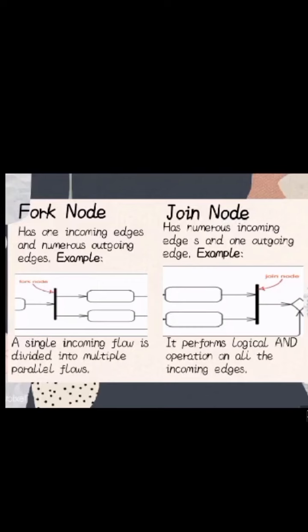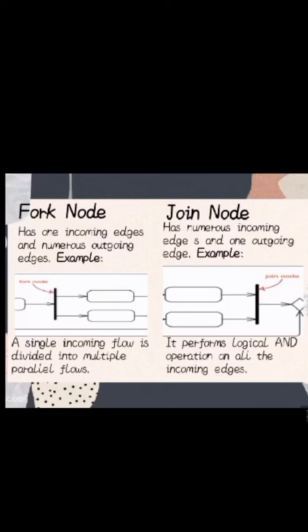A fork node has one incoming edge and numerous outgoing edges. So you can see the example below. It is similar to one-to-many decision parameters. When data arrives at an incoming edge, it is duplicated and split across numerous outgoing edges simultaneously. So a single incoming flow is divided into multiple parallel flows.